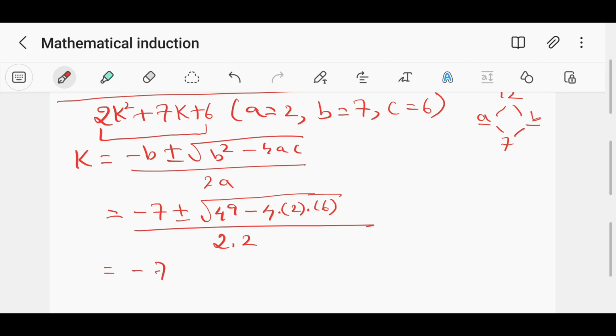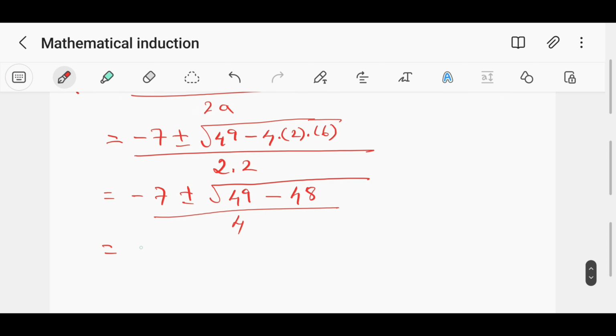So this is equal to minus 7 plus or minus root of 49 minus 4 times 2 times 6, that is 48, divided by 4. So this is equal to minus 7 plus or minus root of 49 minus 48, that is 1, root of 1 is 1, divided by 4.